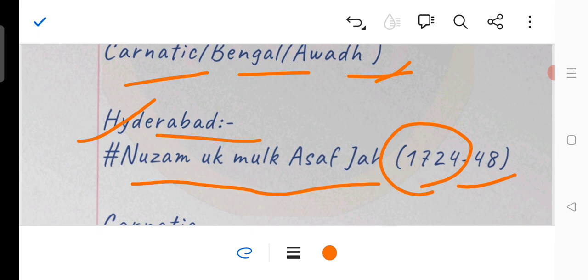Qamaruddin Siddiqui was also known by his title Chin Qilich Khan. So Nizam ul Mulk is also known by what title? Chin Qilich Khan. And he was awarded the title Nizam ul Mulk by Emperor Aurangzeb in 1690-91. This is Chin Qilich Khan who received this title. This title was given by Aurangzeb, whereas the Nizam ul Mulk title was given by Farrukhsiyar, and Asaf Jah was awarded by Muhammad Shah. So different names were given to a ruler at that time.